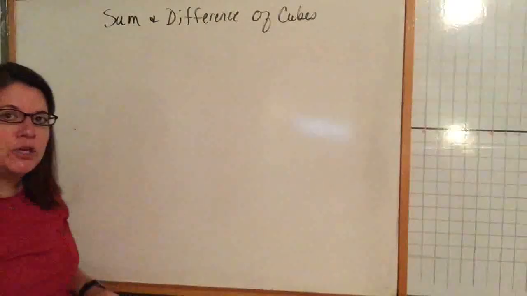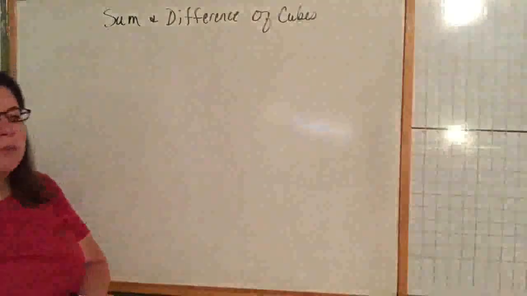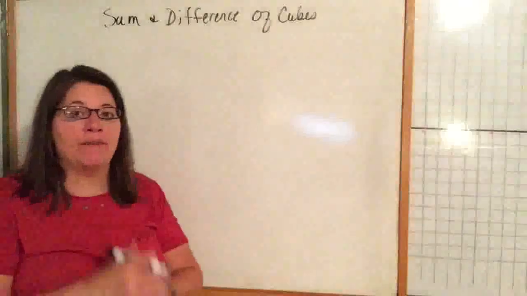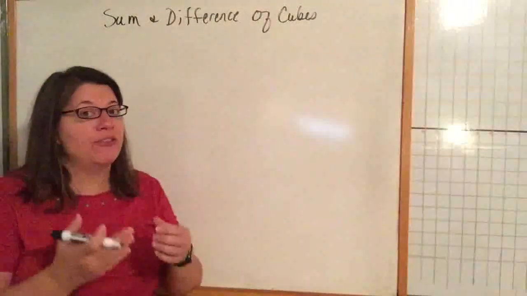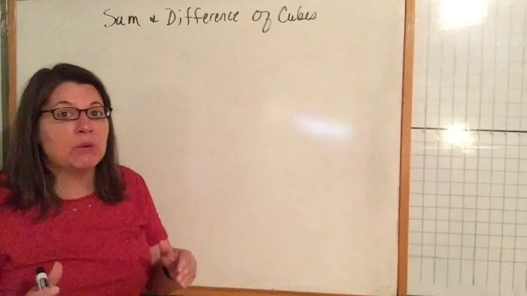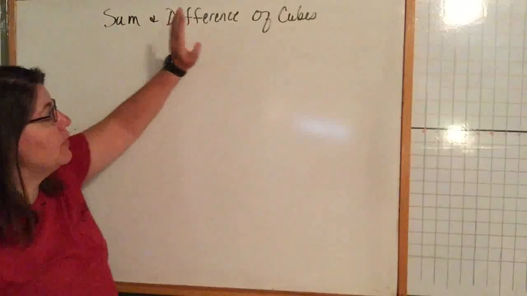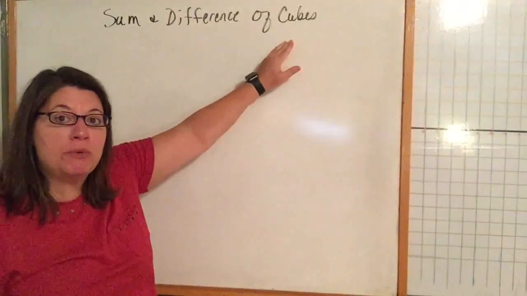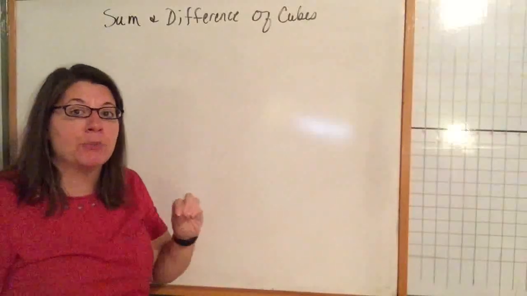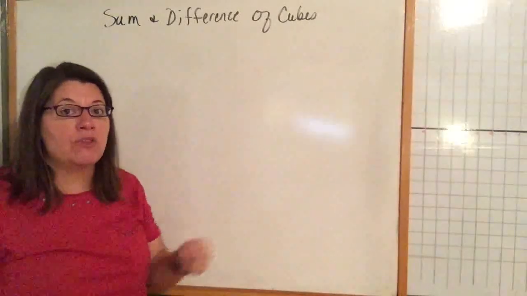The next thing I want to talk to you about is sum and difference of cubes. We've talked about the difference of squares and how if we have difference of squares, they can be factored. And we talked about how if we have the sum of squares, we can't do anything with that. But if we have the sum and difference of cubes, if both of them are cubed, then we can factor both of those. It doesn't matter whether it's a sum or a difference, those can both be done.